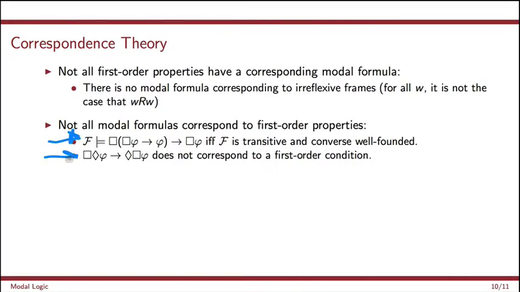And again, I'm not going to go through these proofs because they're a bit more sophisticated, but this is called the Gödel-Löb axiom: box(box phi implies phi) implies box phi. That corresponds to the frame being transitive and converse well-founded. Well-founded means there are no infinite descending chains. Converse well-founded means you're looking at the opposite direction of the relation.